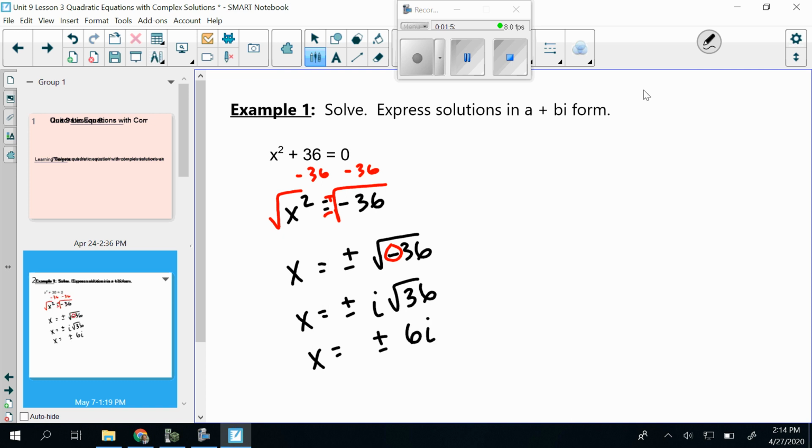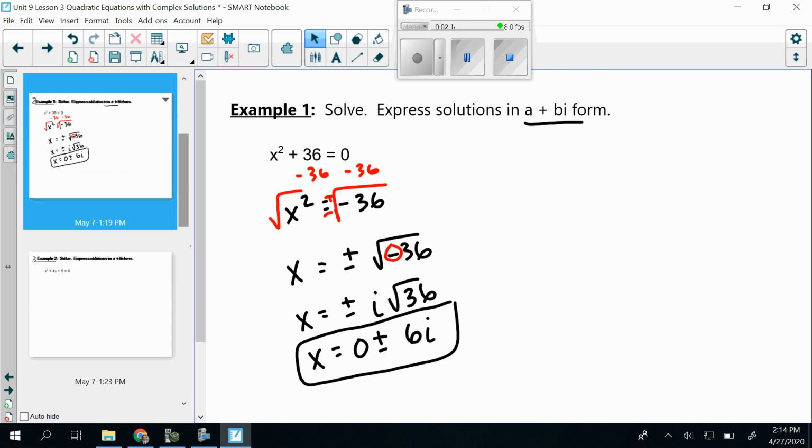You can write it as i6 too. Usually the coefficient's written first. So that would be the answer to this one. If they actually did want you to write it out in a plus bi form, then you would just throw a 0 on there, 0 plus or minus 6i, depending on how they want you to. Plus or minus 6i is probably fine though too.